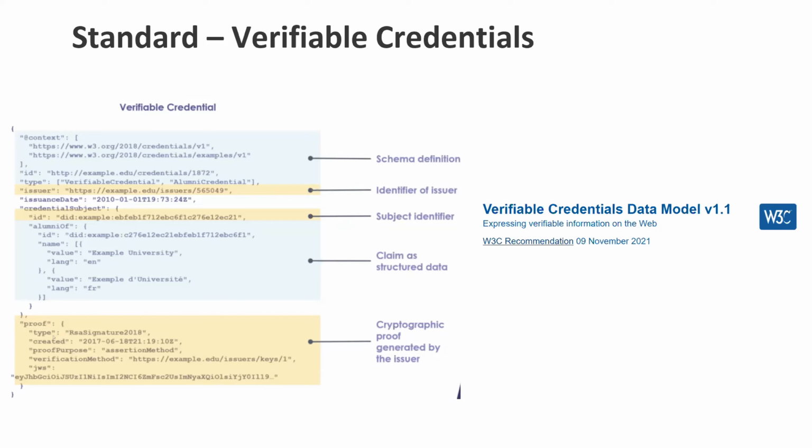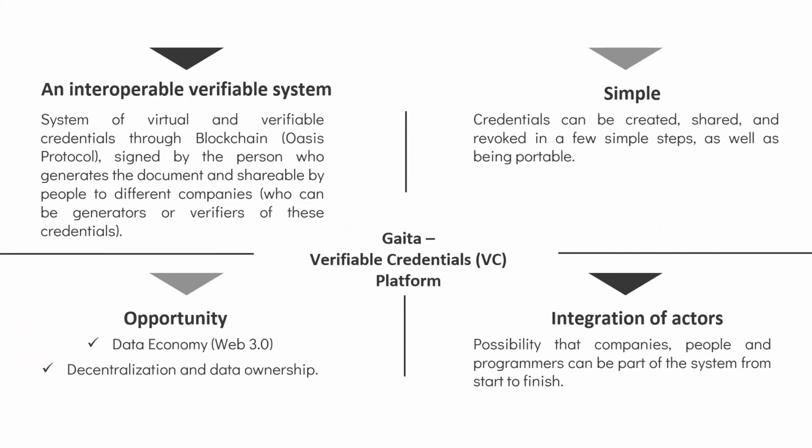With that verifiable credential, you can share it with any kind of company, which can verify your data without you misusing it or sharing it with other parties. Later, I can show how it works. A verifiable credential platform is first of all interoperable because we use the standard. With blockchain, we need support for every part of that process, so we will use the Oasis protocol.